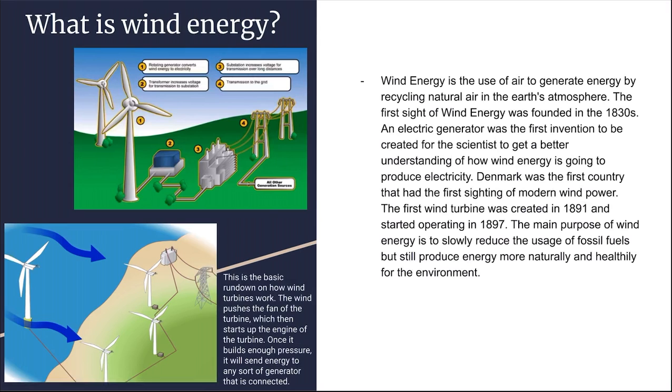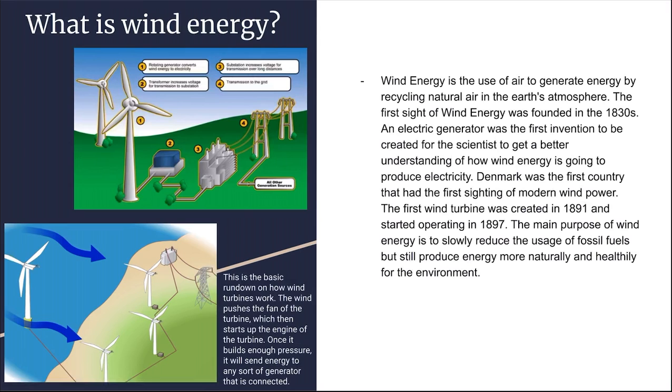The first sighting of wind energy was in the 1830s. An electric generator was the first invention created for scientists to get a better understanding of how wind energy is going to produce electricity. Denmark was the first country that had the first sighting of modern wind power. The first wind turbine was created in 1891 and started operating in 1897. The main purpose of wind energy is to slowly reduce the use of fossil fuels, but still produce energy more naturally and in a way that is healthier for the environment.